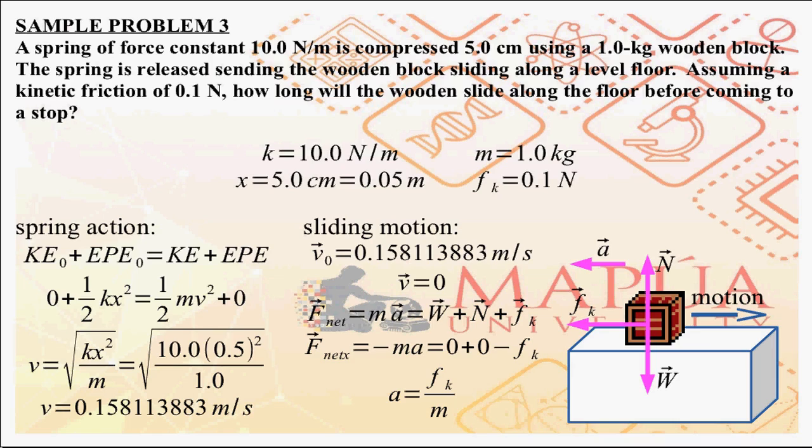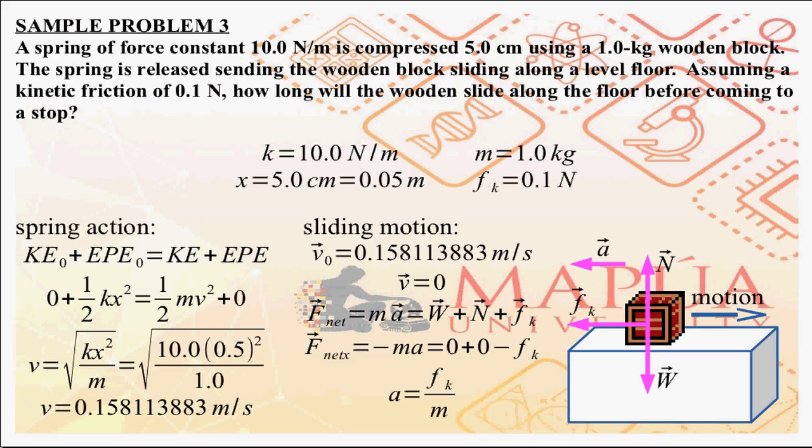So, we are being asked how long will the wooden block slide. So, we're being asked for the time of travel of the wooden block. We can divide the motion of the system into two parts. First, the spring is compressed using the wooden block, and then the spring is released. The spring will push the wooden block, giving it an initial speed.